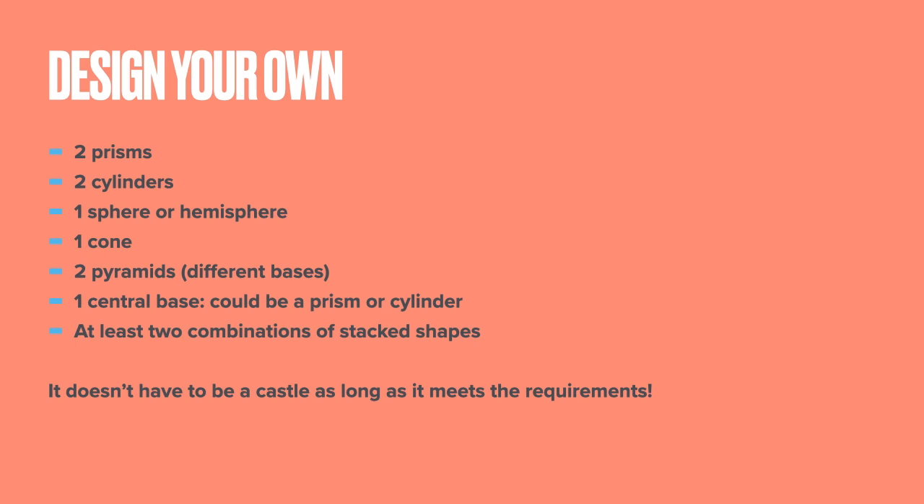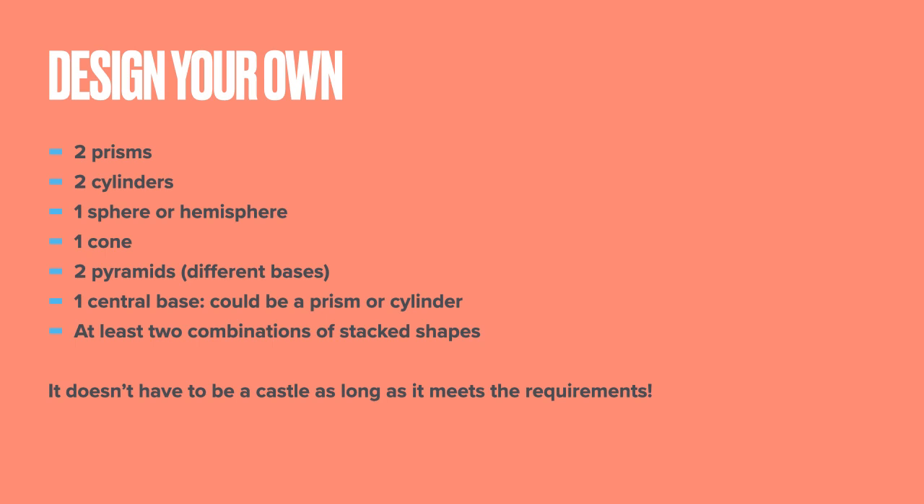All right, here are the parameters around designing your own castle, city, mansion, maybe it could be a creature or a robot. It actually does not matter to me, it doesn't have to be a castle as long as it meets the requirements. So this is the bare minimum of what it needs. It needs to have at least 2 prisms, it needs to have 2 cylinders, it needs to include 1 sphere or hemisphere, it needs at least 1 cone, it needs at least 2 pyramids, and then it needs 1 central base. And this is in addition to the other things.